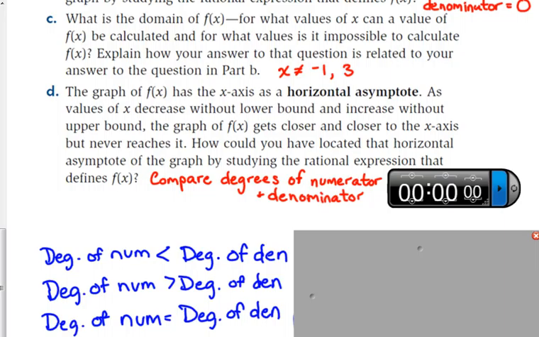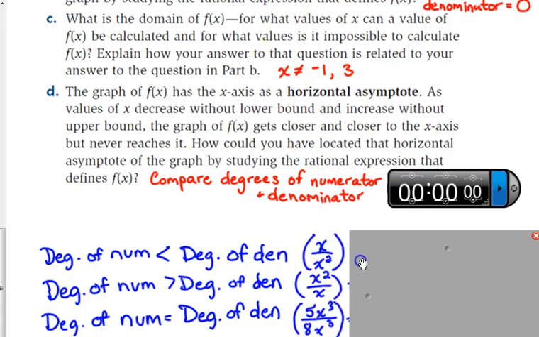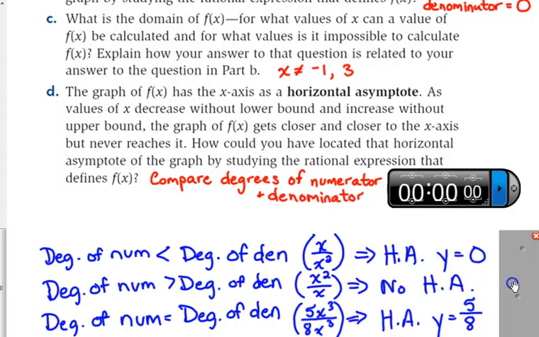Either the degree of your numerator is less than the degree of the denominator, or the numerator can be greater than the degree of the denominator, or they can be equal. So here are three simple examples of those relationships. For example, if we just had x over x squared, or we can flip that over, x squared over x, and if they're equal, say for example 5x cubed over 8x cubed, then this is what our horizontal asymptotes would be.